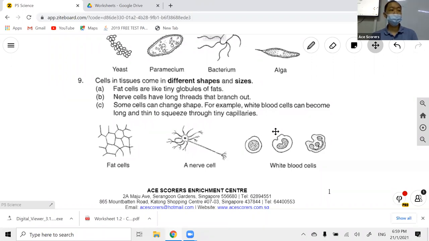Okay, so just now, what's the purpose of showing you all the different images? It's because things are in all shapes and sizes. So likewise, cells also come in different shapes and sizes.